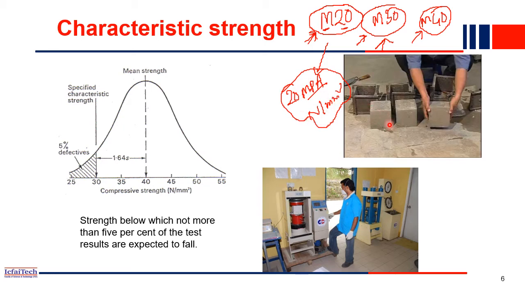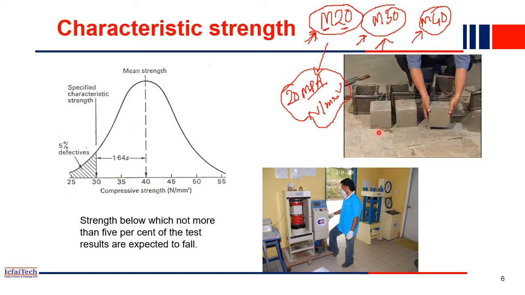But what will happen? As I mentioned, concrete is made up of different types of materials, and each material has impurity in it. So the strength of all cubes may not be the same, although the design is made for an M20 concrete cube, that is, 20 Newton per mm square compressive strength. But if you test all the cubes at a site, so this is a compressive strength testing machine. All the cubes are placed here, and basically we can measure the compressive strength of each cube.